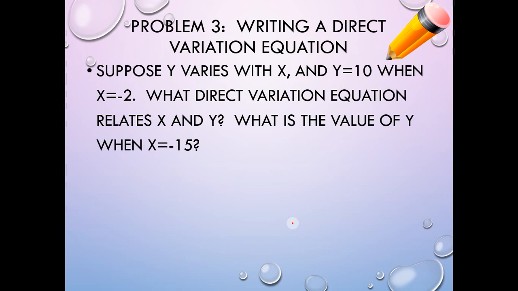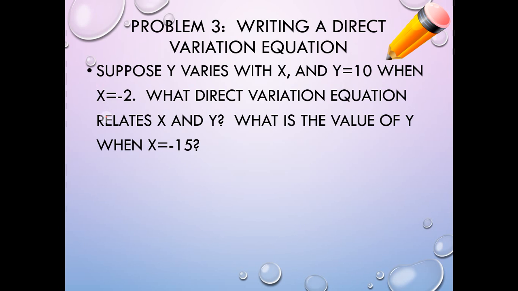So, writing another one, we say y varies with x and y is 10 when x is negative 2. What is the direct variation equation that relates x and y? What is the value of y when x is negative 15? So, just like last time, I have 2 parts to this question.